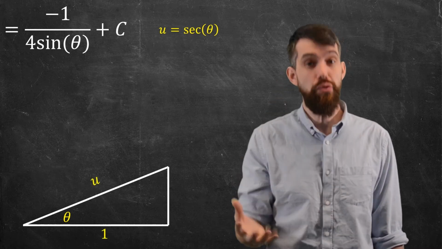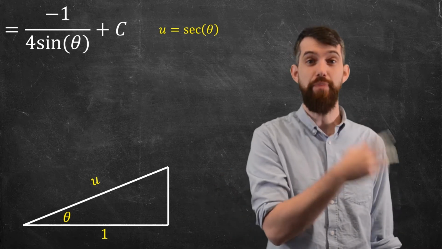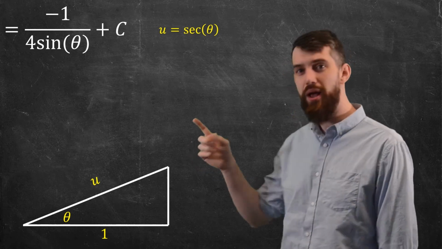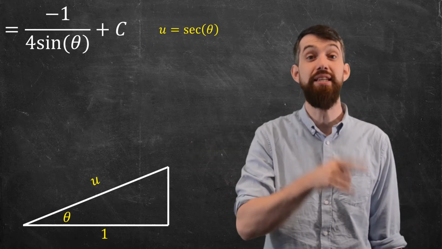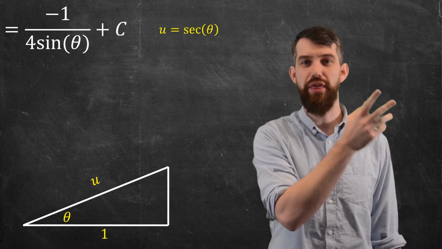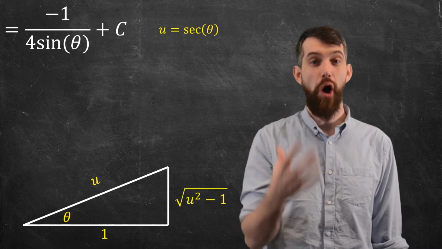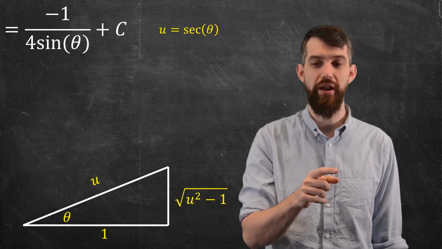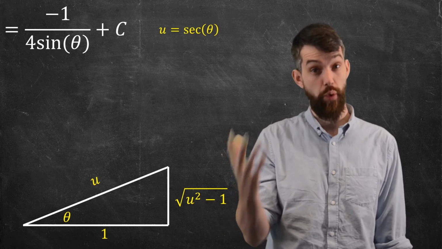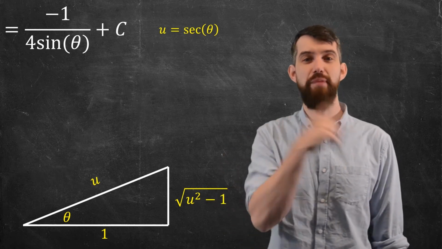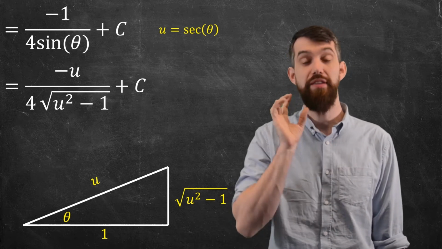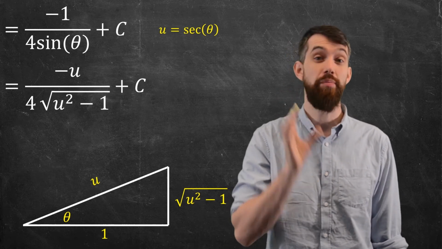Because cosine is going to be the adjacent over the hypotenuse, and I'm doing secant, which is the opposite, then if I make my hypotenuse a U and my adjacent a 1, then indeed secant of theta is just U. And now that I have 2 sides, I can get the third by Pythagoras. I can say that the opposite is the square root of U squared minus 1. And now I can plug it in. What's sine theta? It is going to be the opposite, square root of U squared minus 1, divided by the hypotenuse, which is U. It's on the bottom, so I flip it, and what do I get? Minus U over 4, the square root of U squared minus 1 plus C.